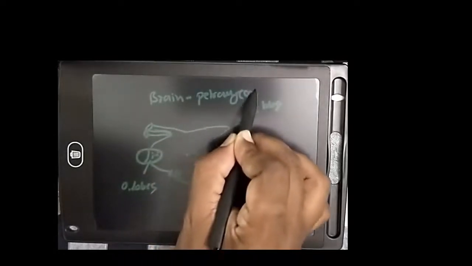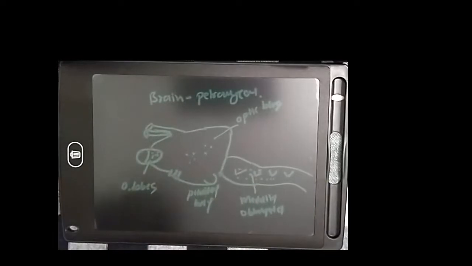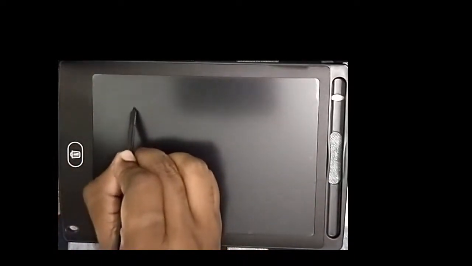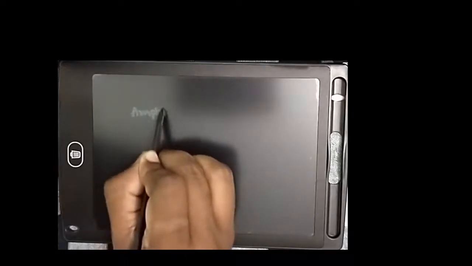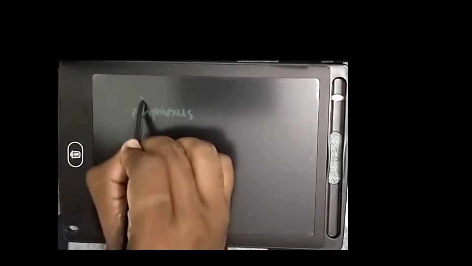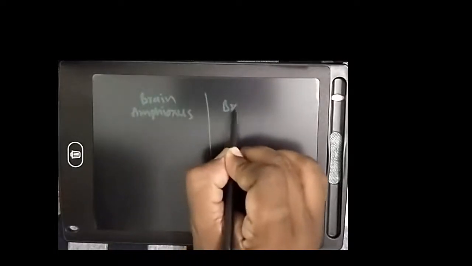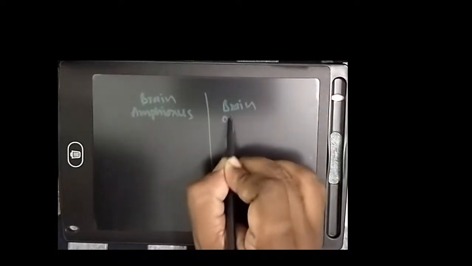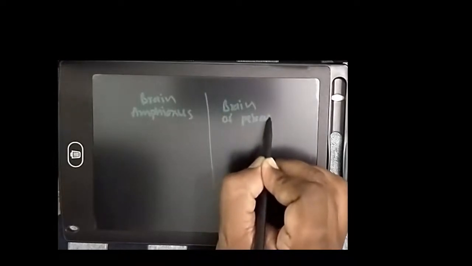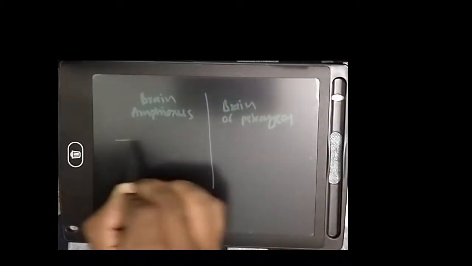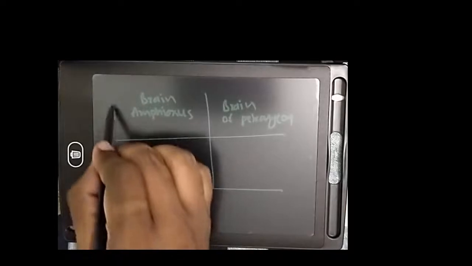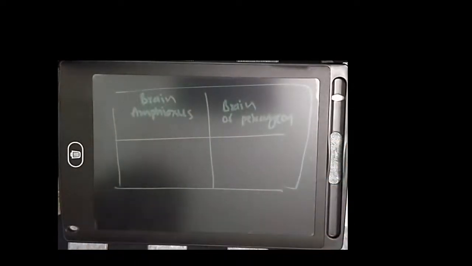So these are the two examples. We can compare the brain of Amphioxus with the brain of Petromyzon. And in our next video, we will proceed towards the brain of other animals. Thank you.